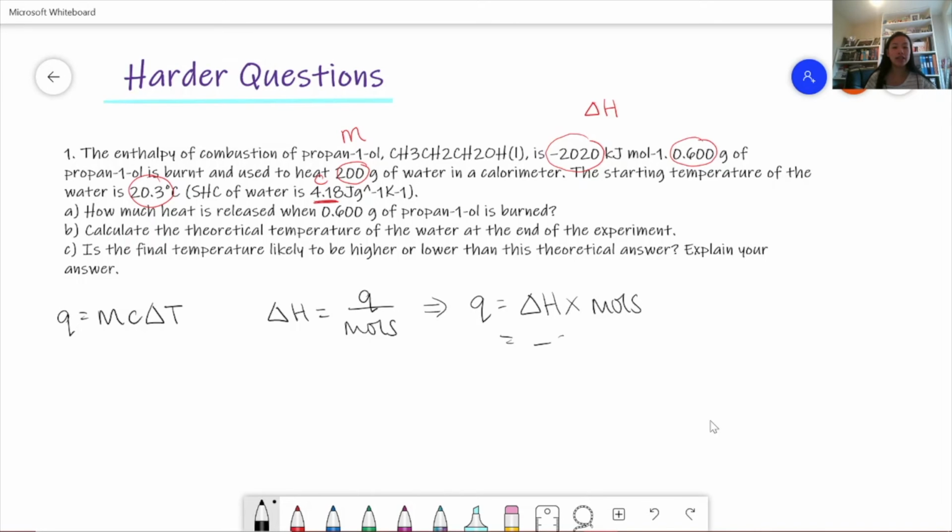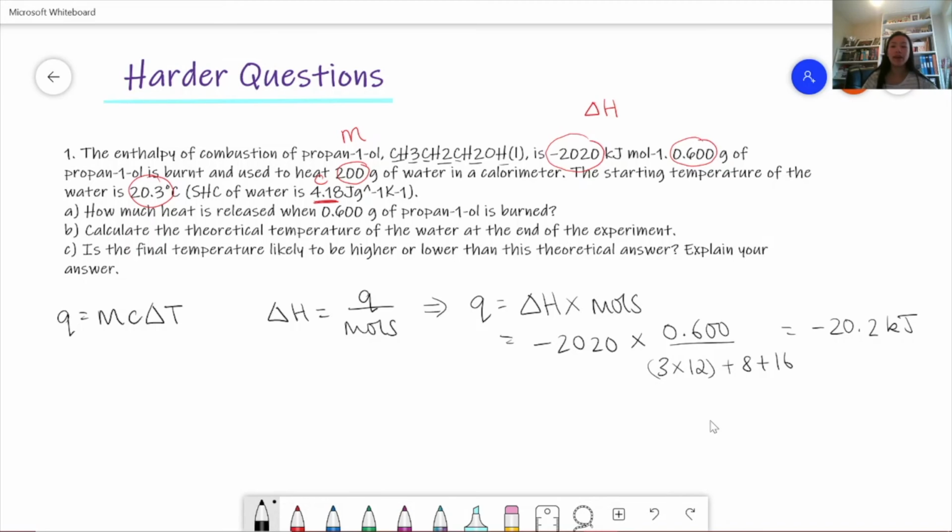Delta H we know is minus 2020, and then you times by the moles, which is mass over the MR. So we have 0.600, and then the MR, which is, we've got 1, 2, 3 carbons, so that'll be 3 times 12, and then you plus 3 hydrogens, 2 hydrogens, 2 hydrogens, and another hydrogen, so that's plus 8, and then we also plus the oxygen, which is 16, and this gives us a total of minus 20.2 kilojoules.